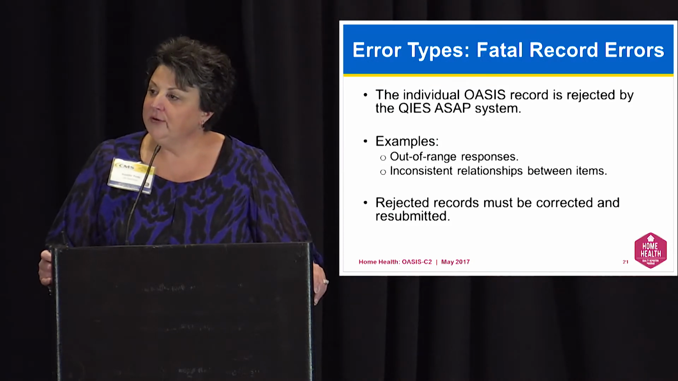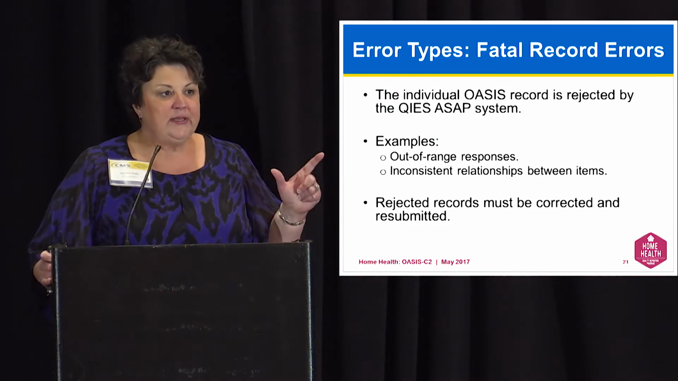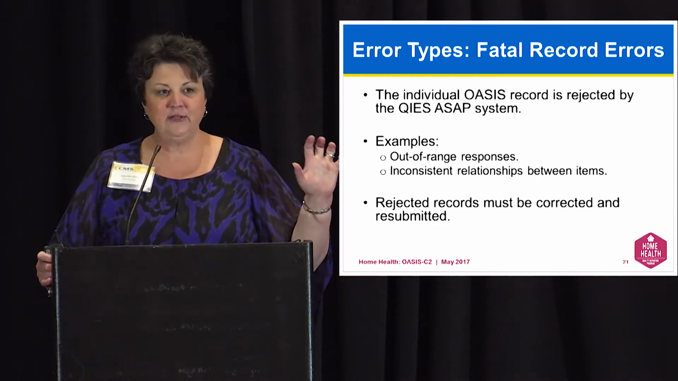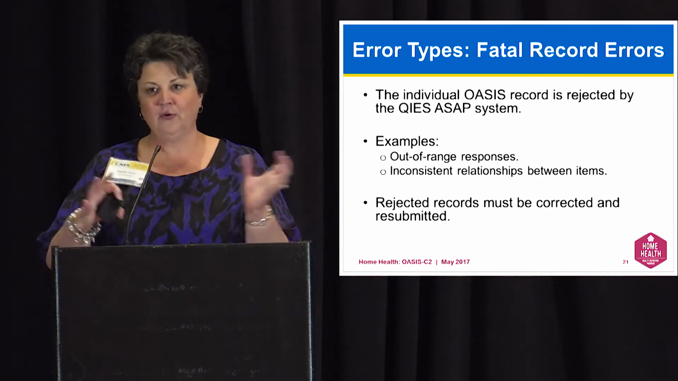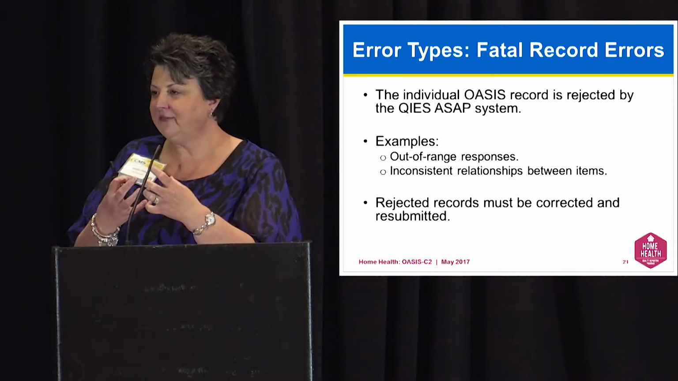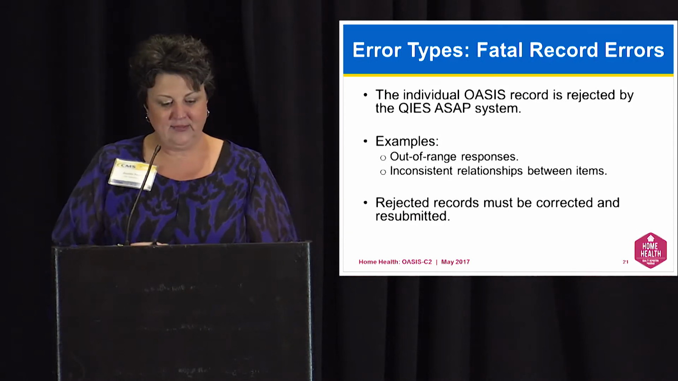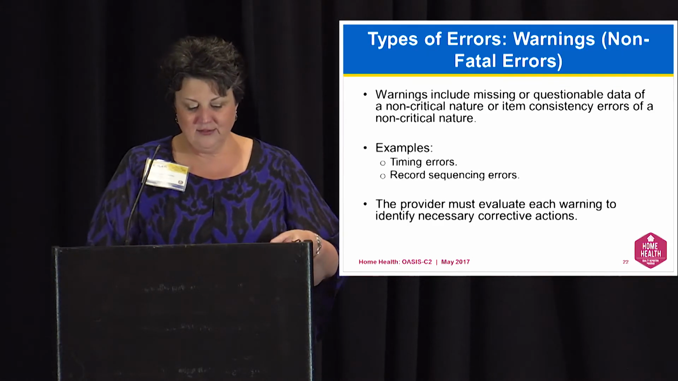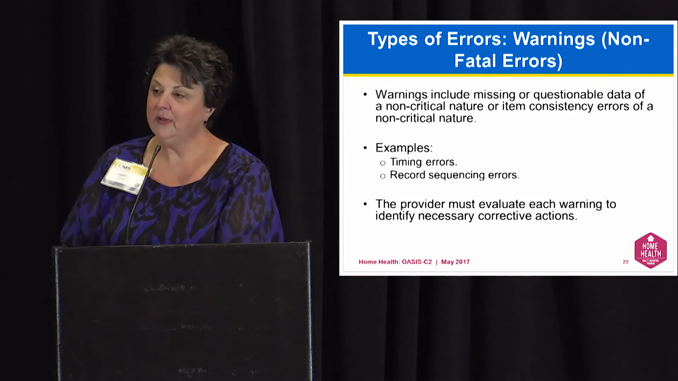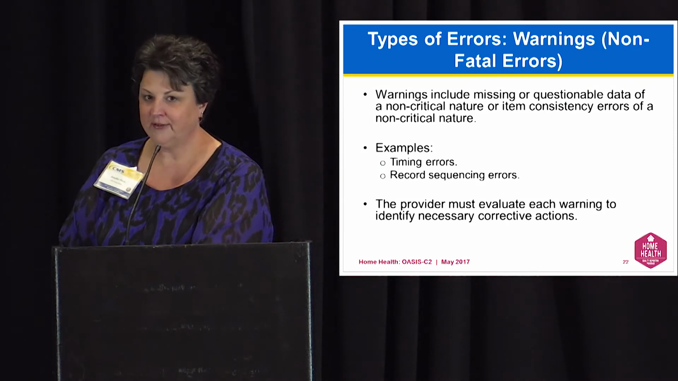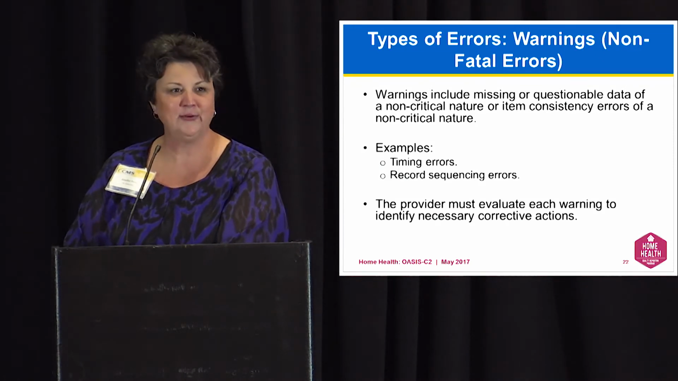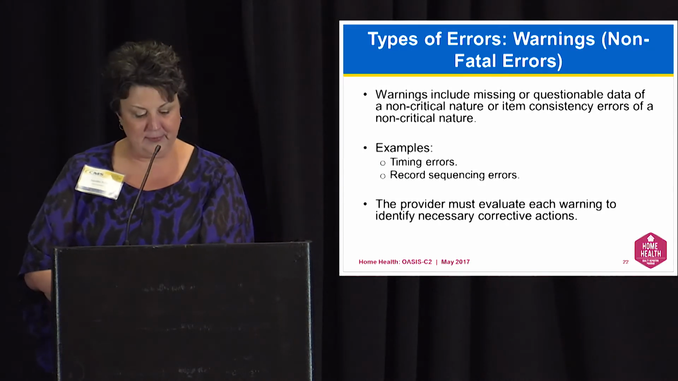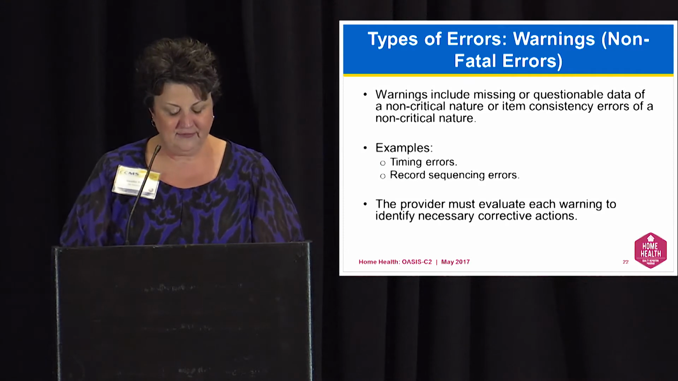So fatal errors result in that individual OASIS record being kicked back, saying this has not been accepted, you need to fix something here. Again, the whole file went through, so something in that file was accepted, but these individual records were not. And then there's also warnings or non-fatal errors, and these are certainly the preponderance of issues. When we look at the actual errors in a bit, you'll see that these are the high flyers.